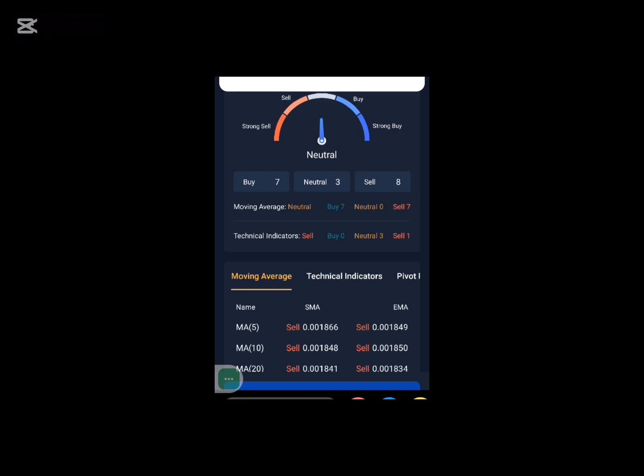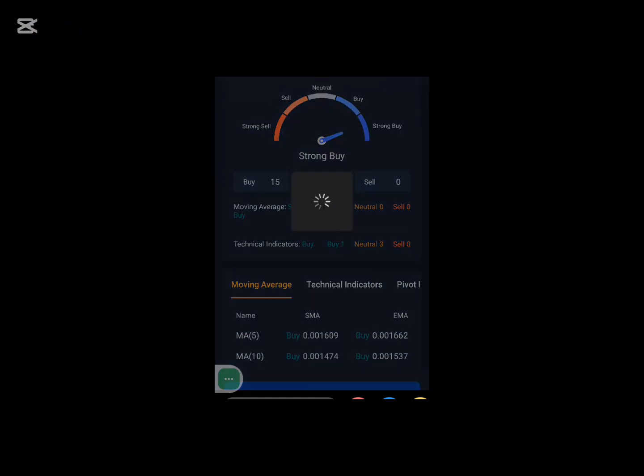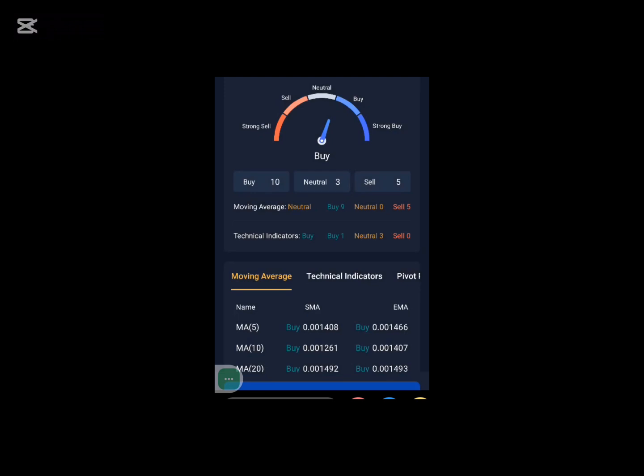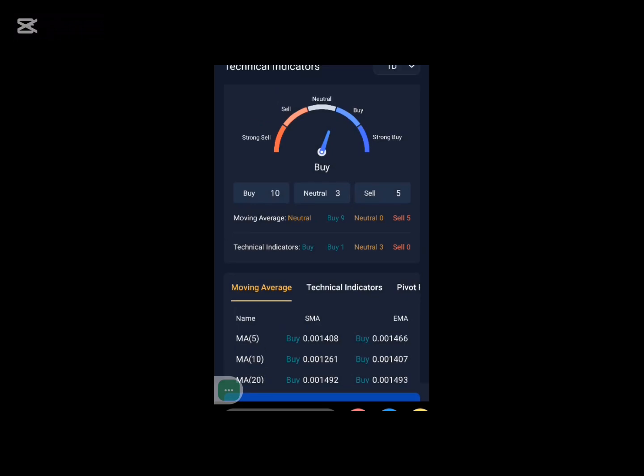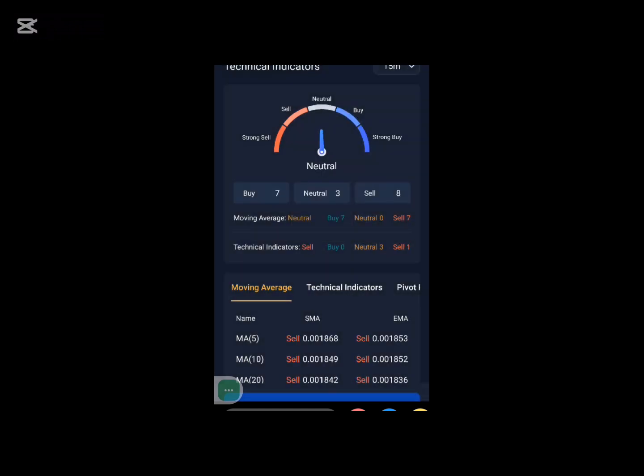So assuming we have strong buyers in the 15 minutes, and in the next 1 hour we still have strong buyers. For instance, now in 1 hour we have strong buyers, in 4 hours we have strong buyers, and in 24 hours, which is 1 day, we still have a majority of buyers over the sellers. But for 15 minutes, we have strong sellers. Which means in 15 minutes the market will drop.